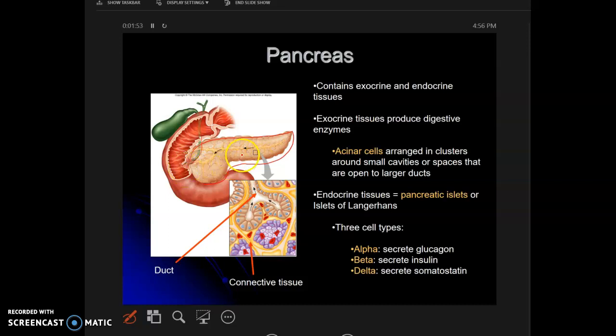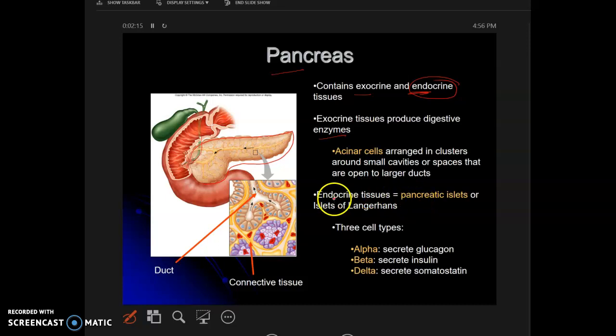All right. Now, obviously, you know that the pancreas is both exocrine and endocrine. So the hormones are not going to be released by the ducts. They are going to be released into the bloodstream. Now, the exocrine produces the digestive enzymes, which we'll talk about in Unit 4.